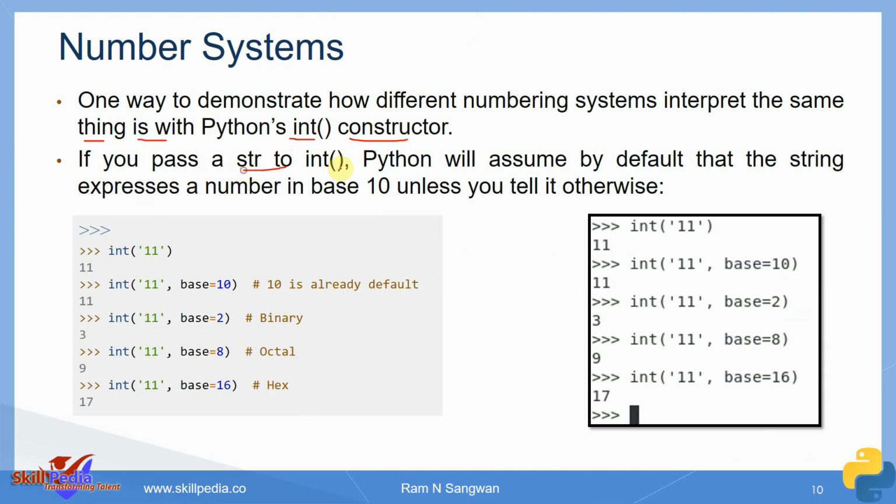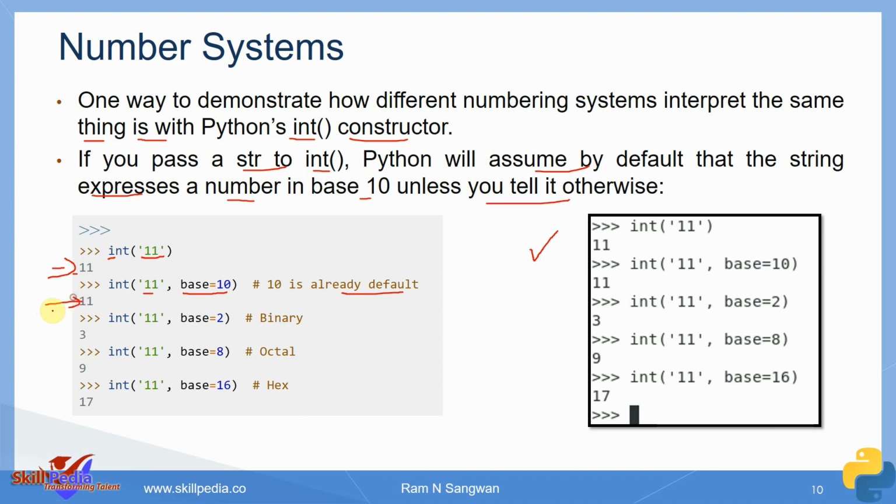If you pass a string to int, Python will assume by default that the string expresses a number in base 10 unless you tell it otherwise. So for example, if you say int of '11', you will see the output 11. I verified that in version 3.6, and it works very well. This is a screenshot.